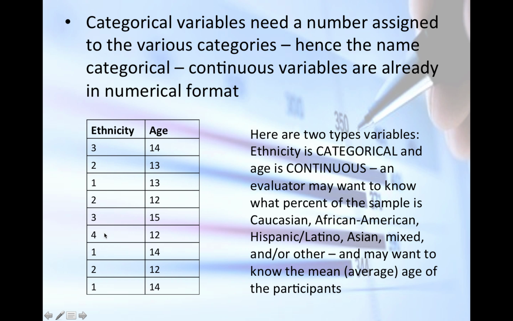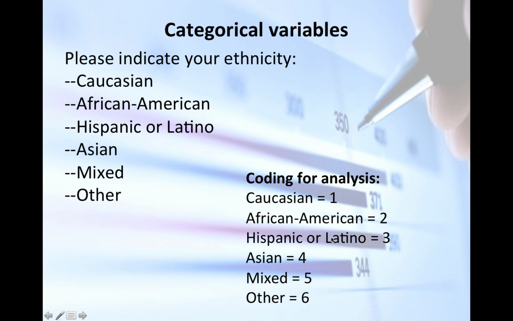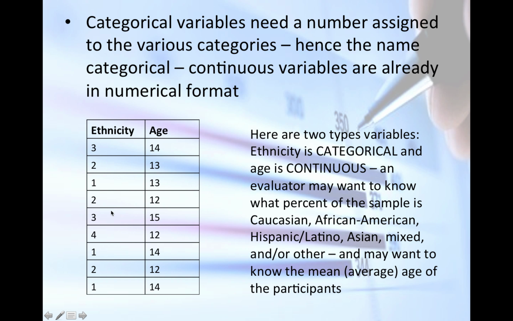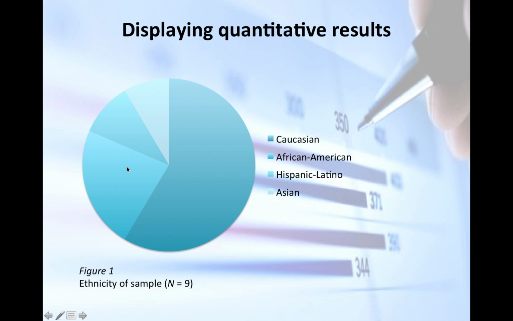Right. Okay, so there were 1, 2, 3 Caucasian, 1, 2, 3 African Americans, and remember the coding system is here. There were 2 Hispanic or Latino participants. There was only 1 four, so there's 1 Asian participant. And you can see this laid out in the graph.